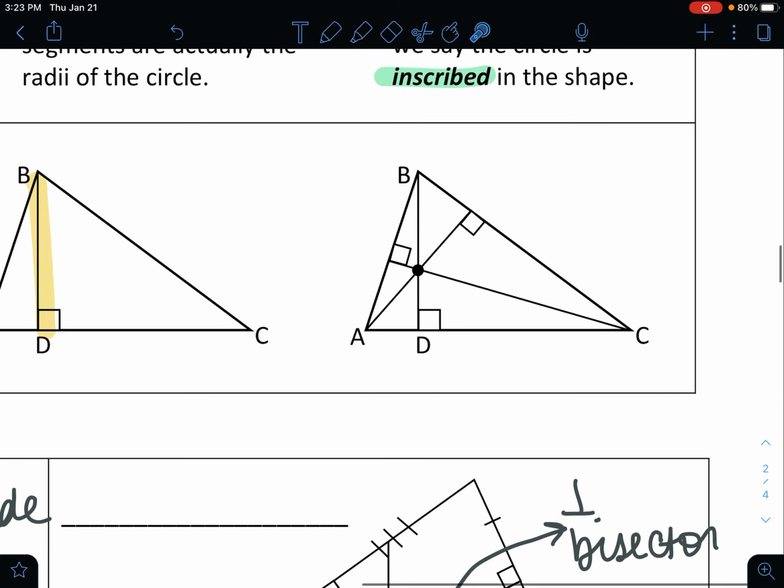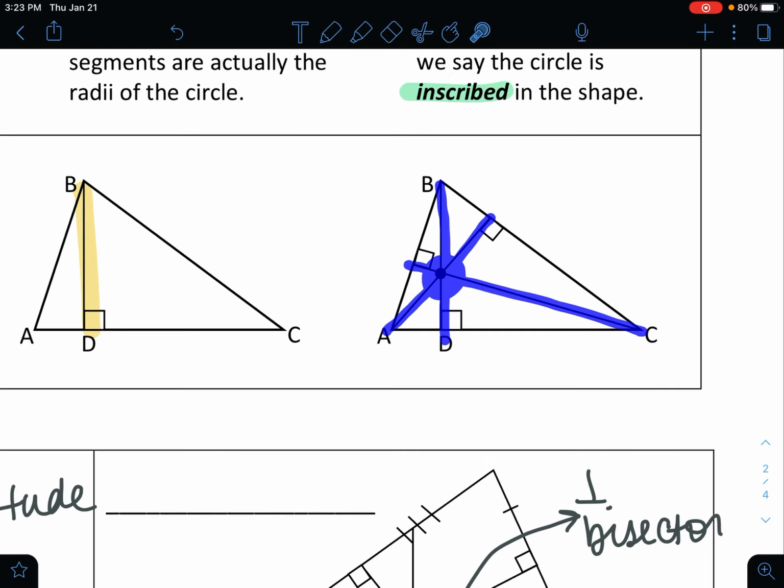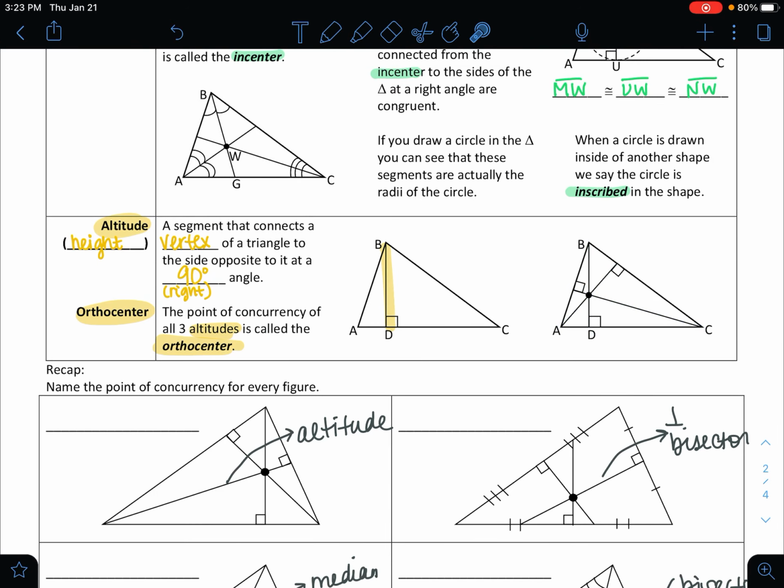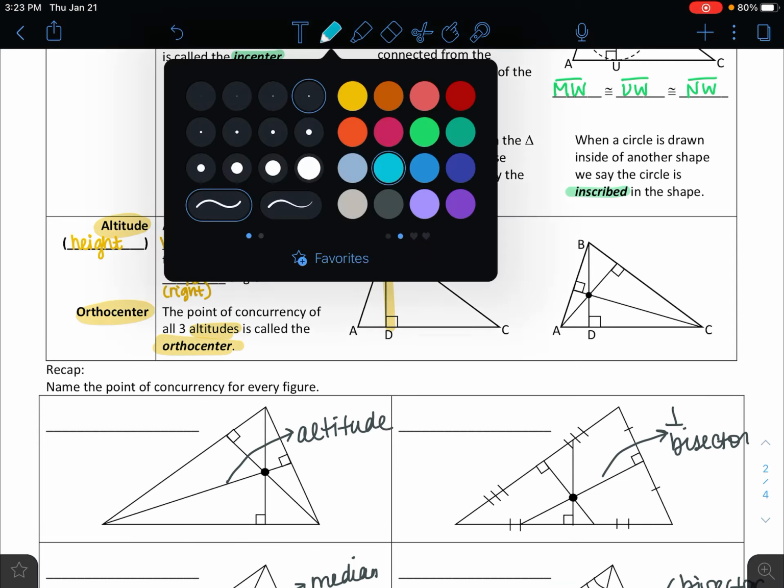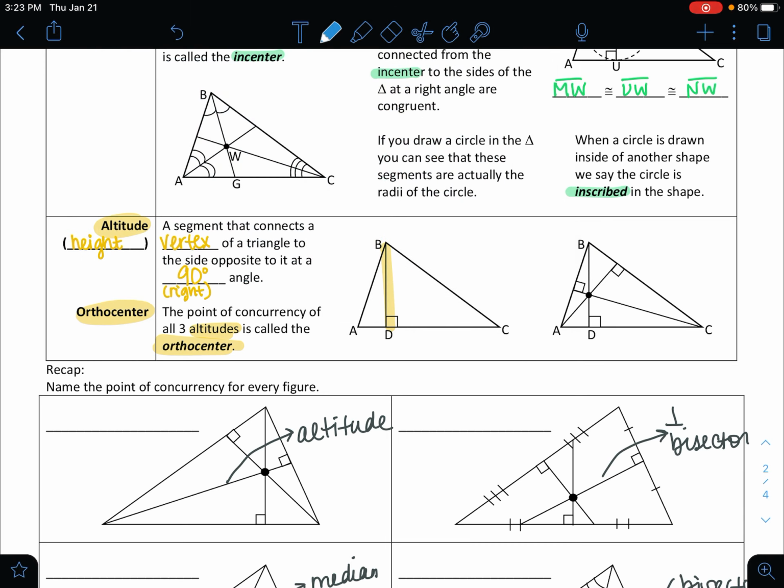Okay, so now we see over here we have one altitude, two altitudes, and of course three altitudes, and they all come together at one point. That point, or the point of concurrency, is called the orthocenter. So the orthocenter is the point of concurrency for altitudes. Okay, so those are the four types of lines of concurrency. And those are the four segments and their lines of concurrency, points of concurrency, Lord have mercy.